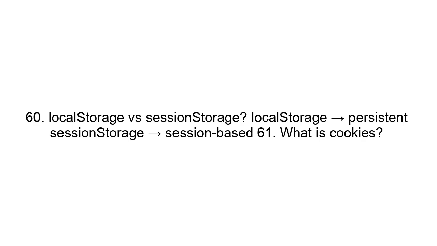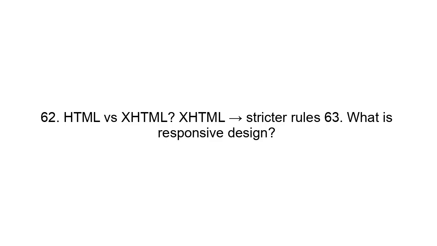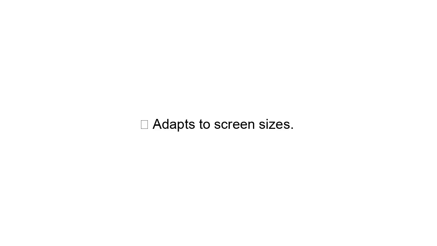61. What are cookies? Small data stored in the browser. 62. HTML versus XHTML. XHTML means stricter rules. 63. What is responsive design? Adapts to screen sizes. 64. What is media query? CSS rule for responsiveness. 65. What is lazy loading? Load images when needed. 66. What is preload? Loads resources early.